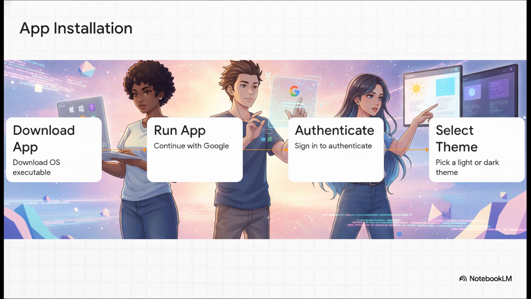Head over to the download page and grab the executable file for whatever operating system you're running, whether that's Mac, Windows, or Linux. And just a quick note, this is for your desktop, it's not going to run on your phone. Once the file downloads, run it exactly like you'd install any normal desktop application. When it opens up, click Continue with Google to authenticate your account.